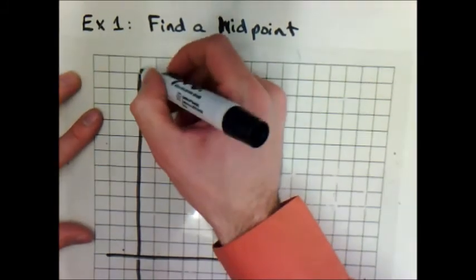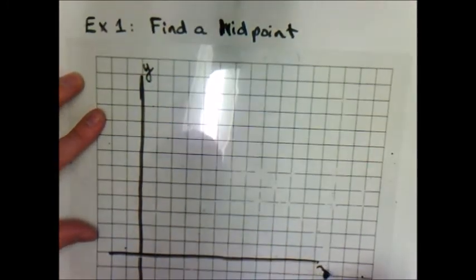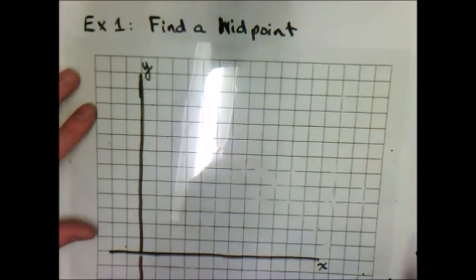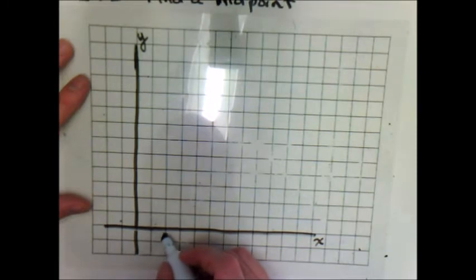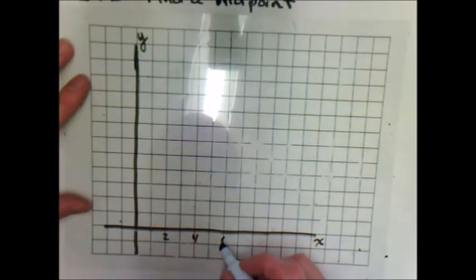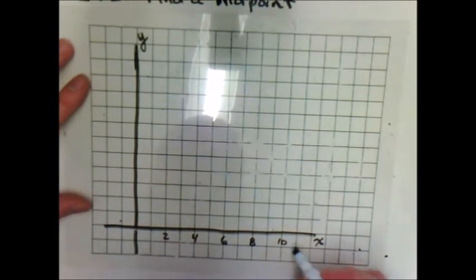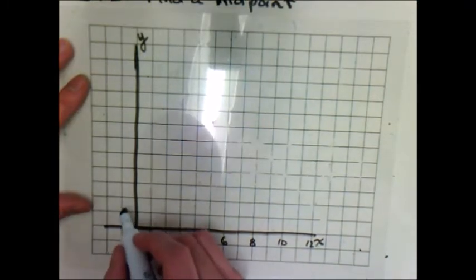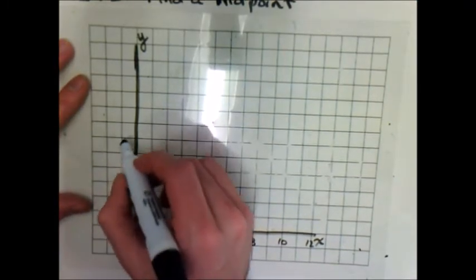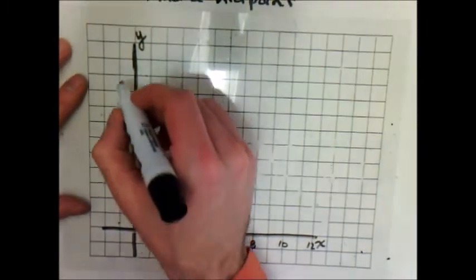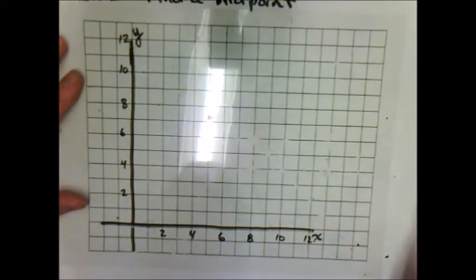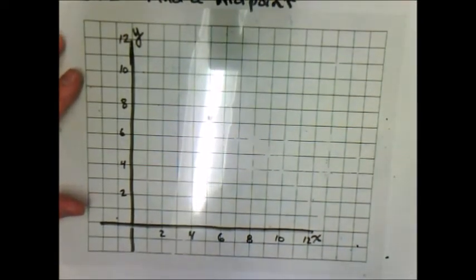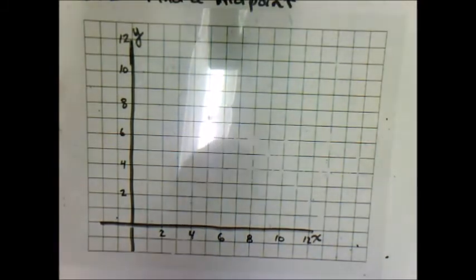So we're given a Cartesian grid. We have our y-axis and our x-axis both properly labeled. We are going up by 2, 4, 6, 8, 10, 12, and 2, 4, 6, 8, 10, 12. All right, so here is our Cartesian grid.